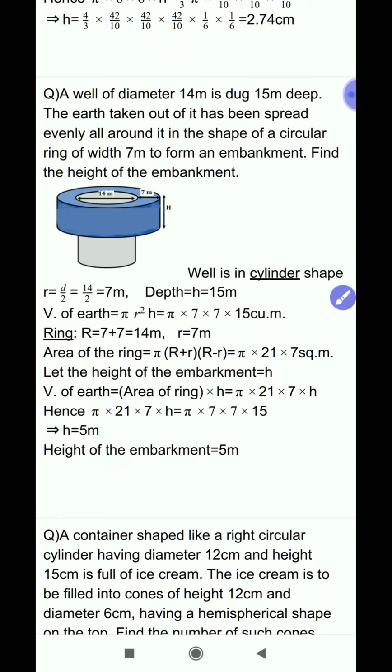A well of diameter 14 meters is dug 15 meters deep. The earth taken out of it has been spread evenly all around it in the shape of a circular ring with width 7 meters to form an embankment. Find the height of the embankment.